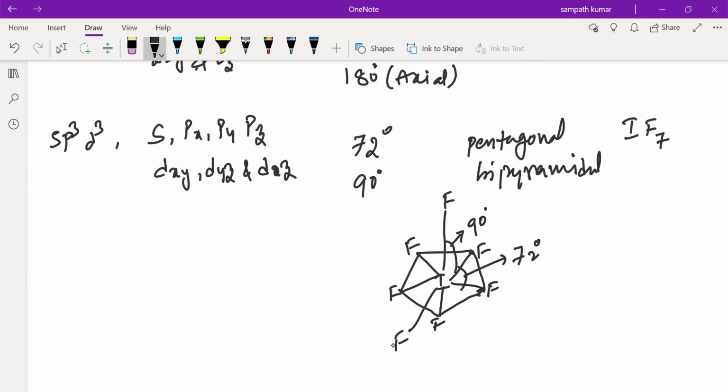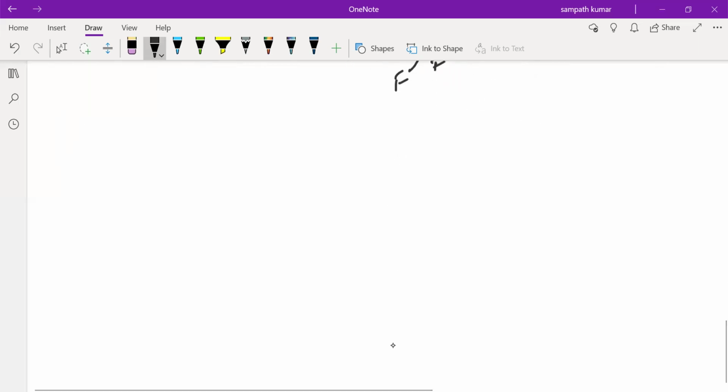We know this well, yes or no? It means the planar fluorines deviate by 72 degrees, and the axial and planar fluorines deviate by 90 degrees. This we must and should be able to find out. Okay? Some examples we have done. And in hybridization questions, many times we get these.